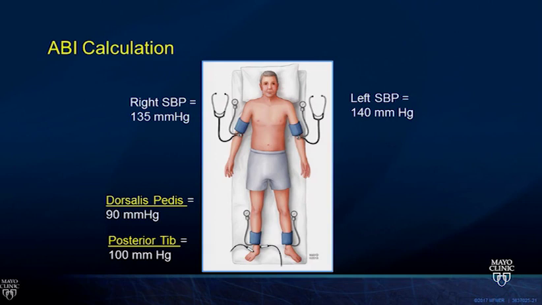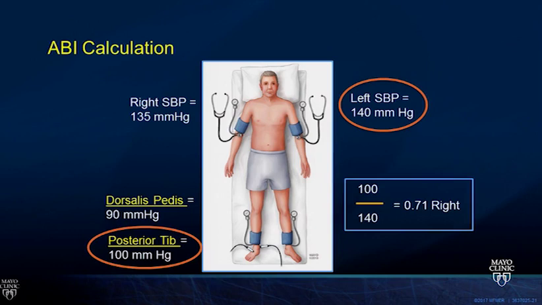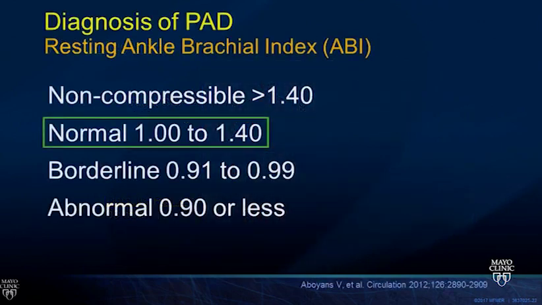or the posterior tibial. So for this patient, it would be the posterior tibial at 100 millimeters of mercury, and even though it's the right leg ABI, we'll use that left arm because it's greater. So the ABI would be 100 over 140 or 0.71. So very easy, very testable, and really a free point on the boards if you know that appropriate relationship. So then what does that number mean for ABI?